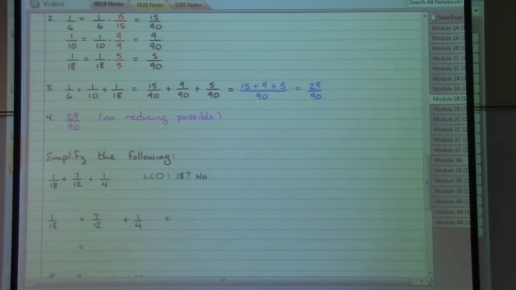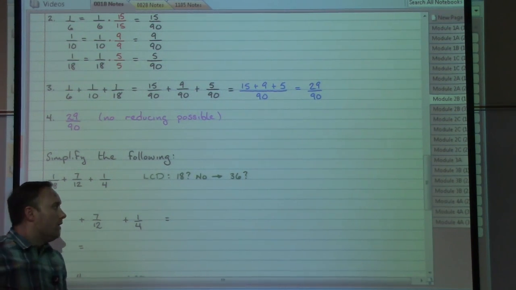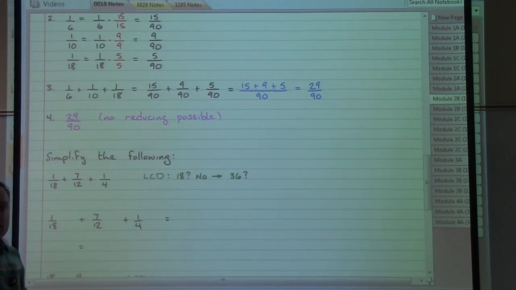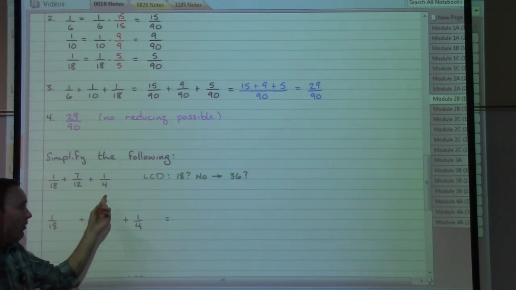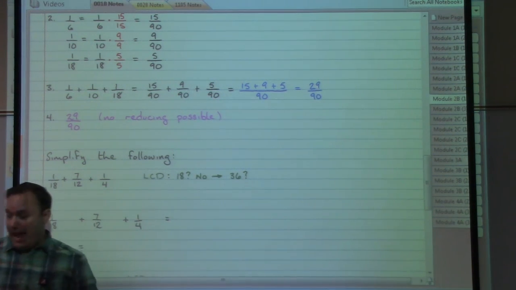So no, that doesn't work. And we're going to bump from the 18 to a 36. 2 times 18 is 36. So, does 12 go into 36? Yeah. Does 4 go into 36? Yeah.